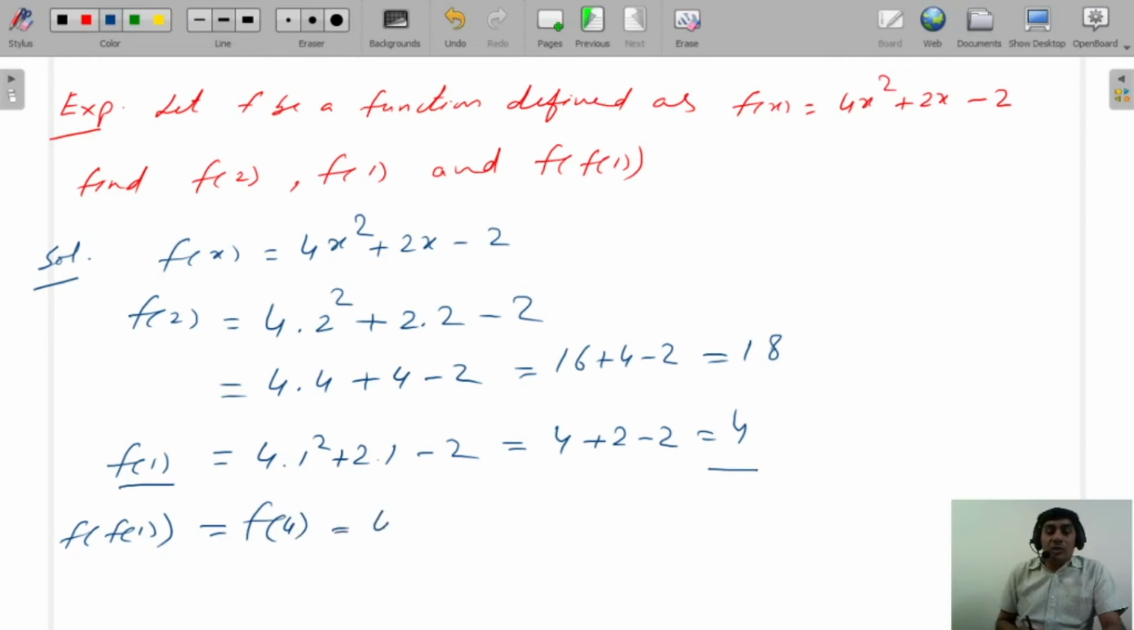Which is equal to 4 into 4² plus 2 into 4 minus 2, which is equal to 4 into 16, 16 into 4 is 64, plus 8 minus 2, which is 72 minus 2, that is 70.